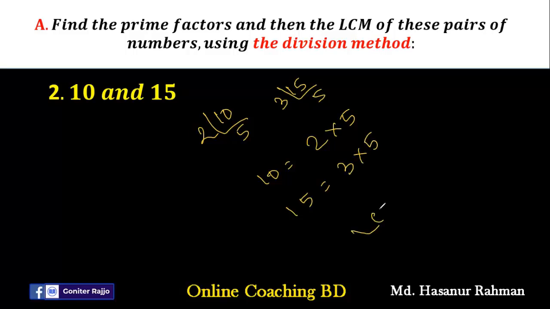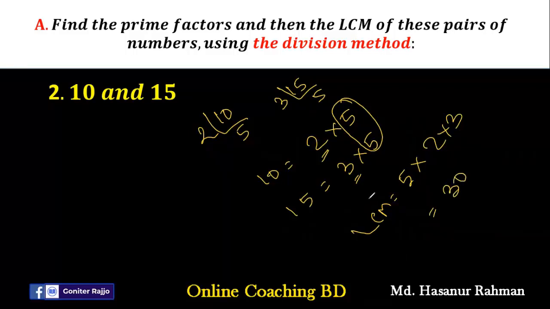Then what will be our LCM? LCM will be, at first you have to write the common factor. So that is 5. And the remaining factors, that is 2 into 3. So 5 times 2 is 10, 10 times 3 is 30. 30 will be our LCM. And we can divide 30 by 10. That will be 3. We can divide 30 by 15. That will be 2.